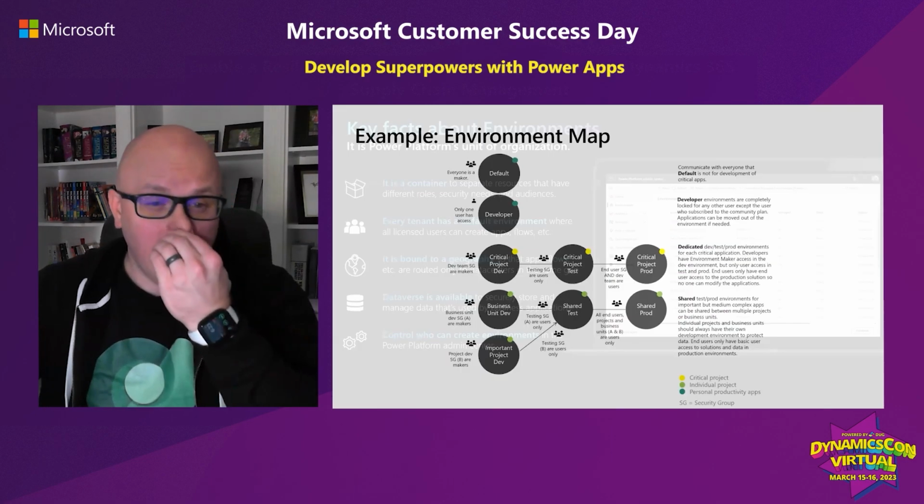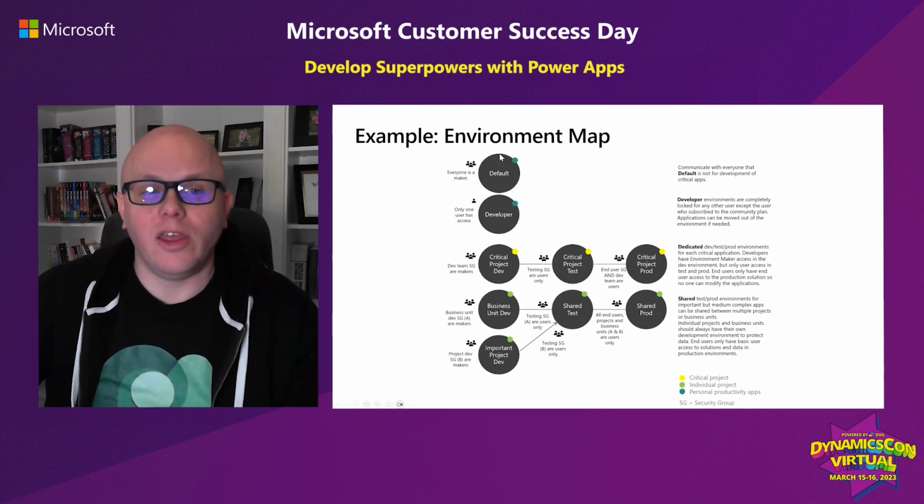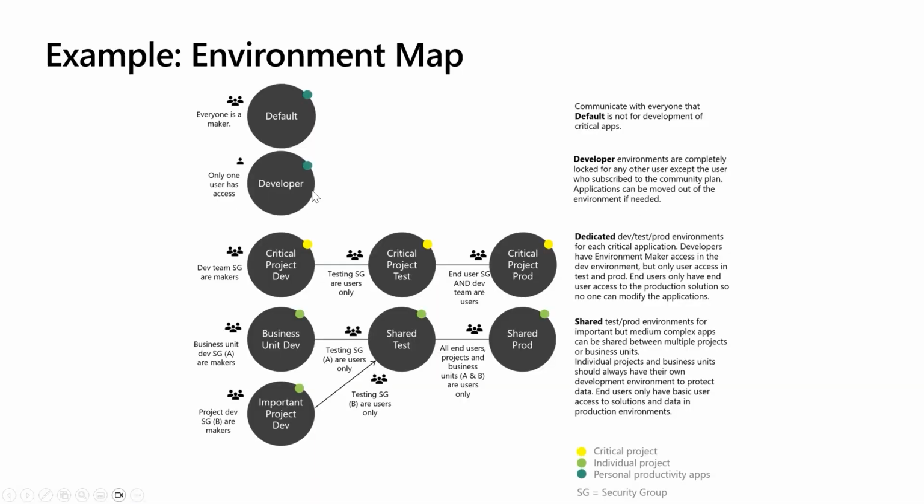Inside of a tenant, you're going to have multiple environments. As we noted before, you'll have a default environment. You might have some developer environments where only one user has access. You may have some critical project environments that have limited access to only the users who need to have access to that information. You might also have business unit specific environments that are set up with dev, test, prod, where you can also add some project development environments that might share some of that test and prod environments.